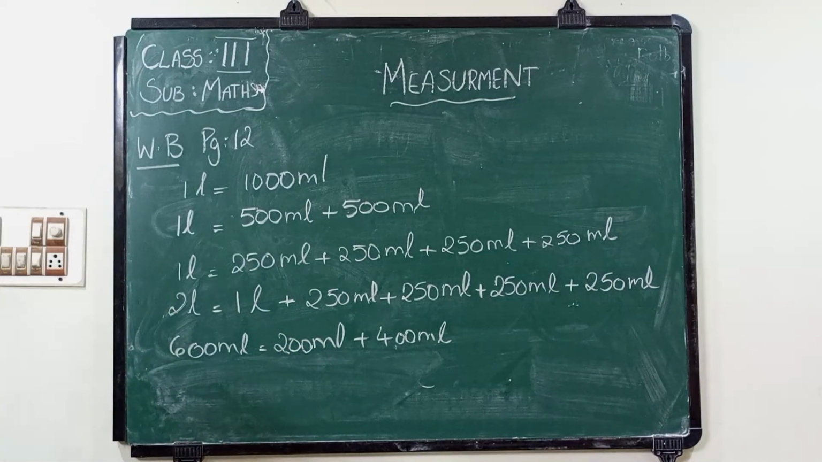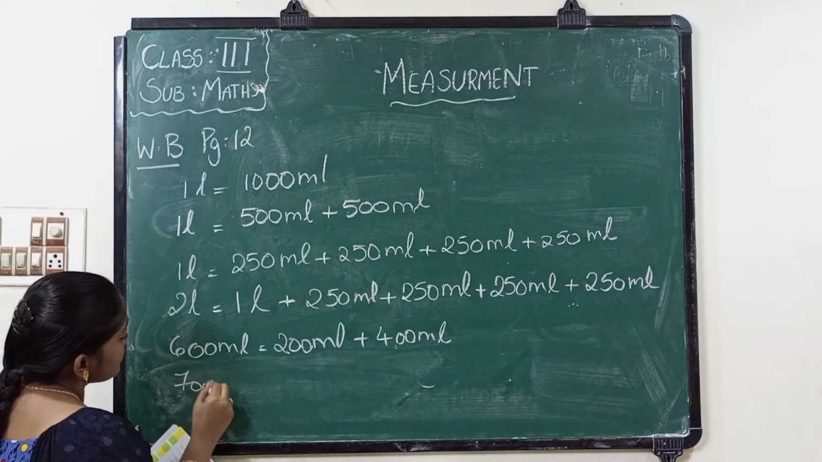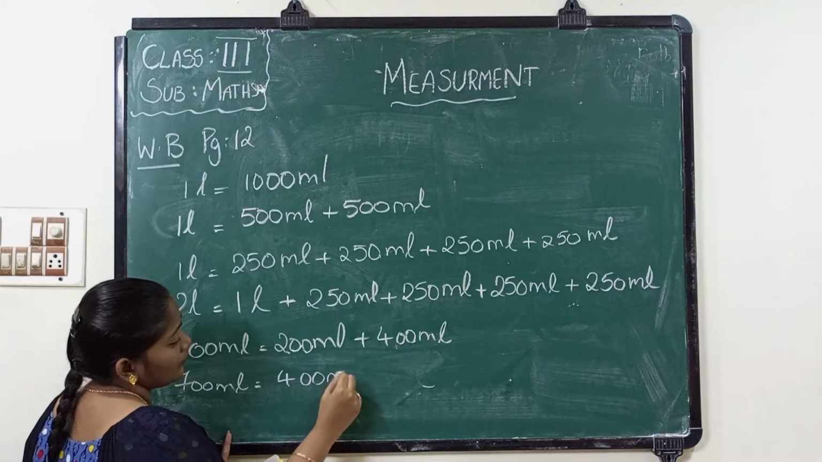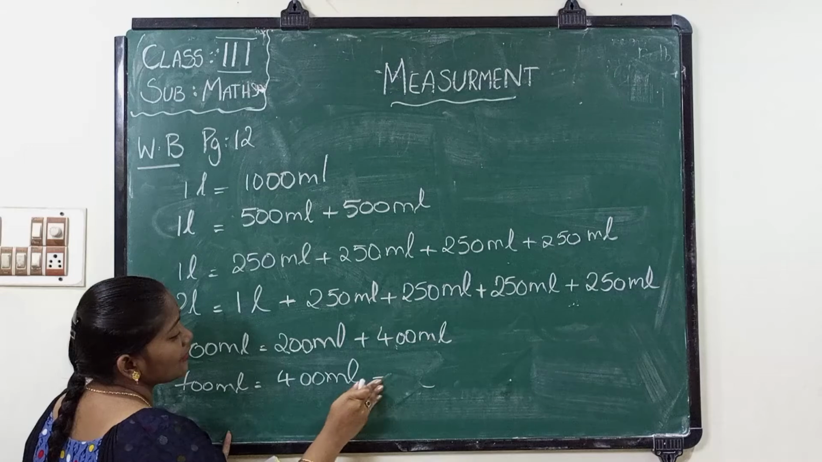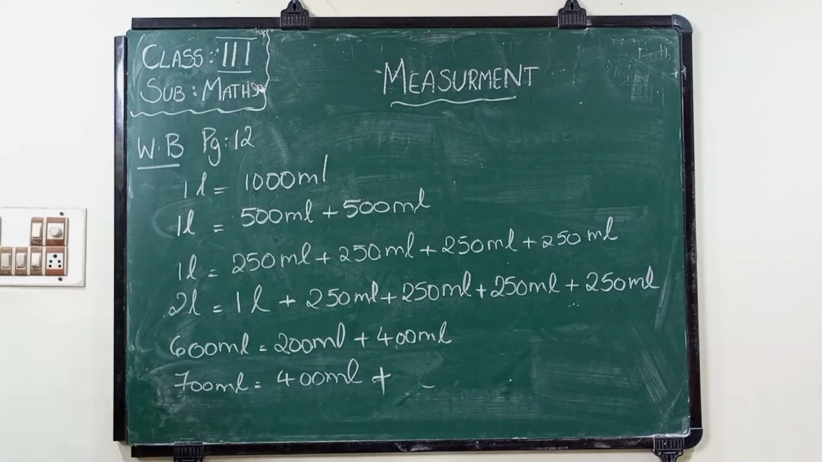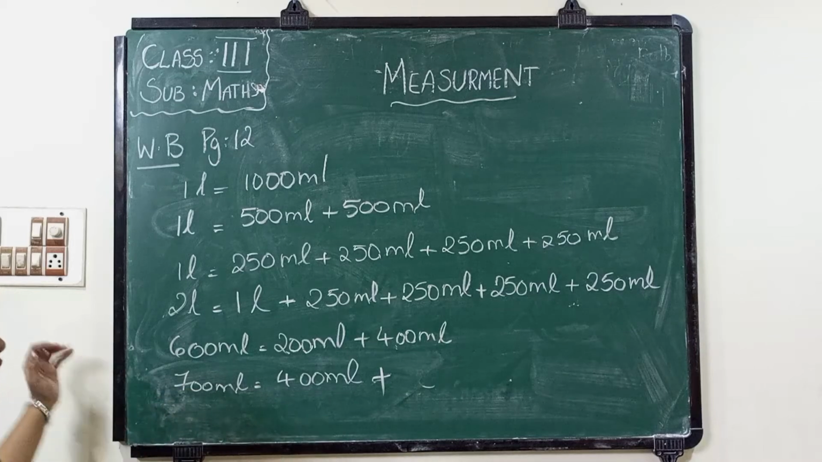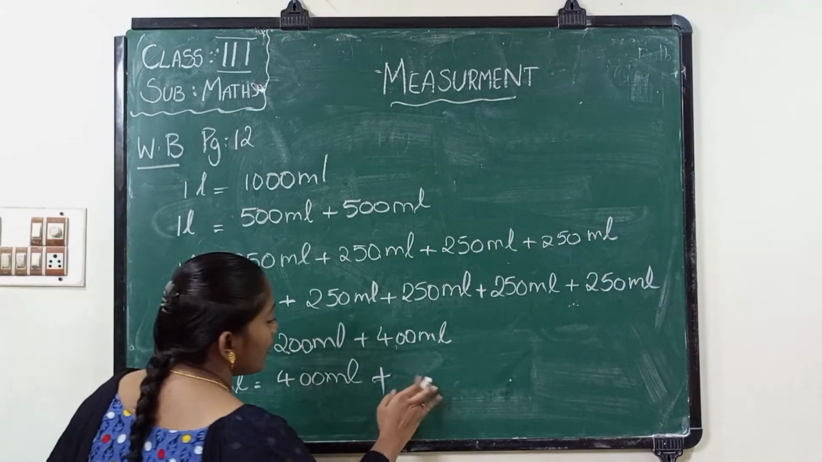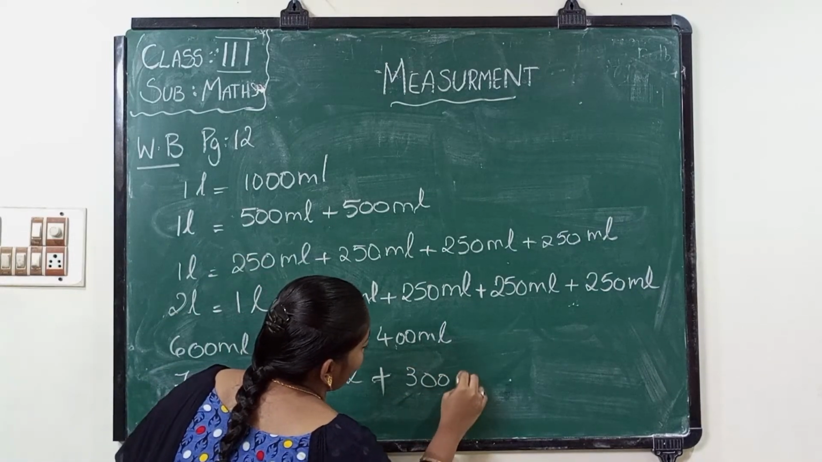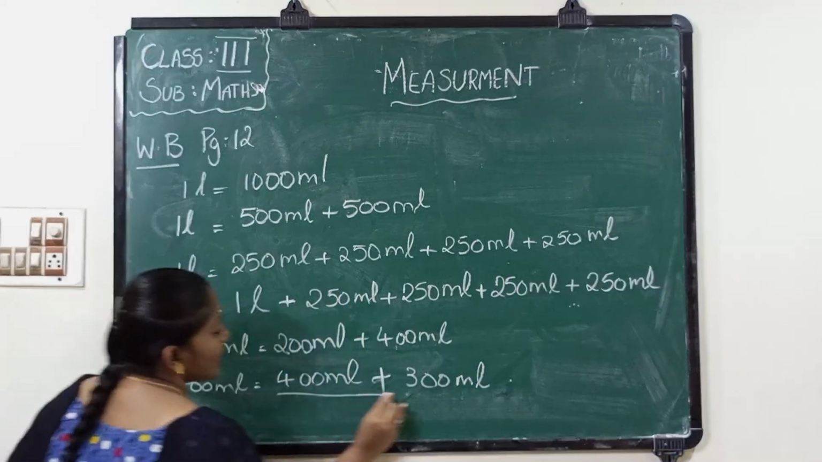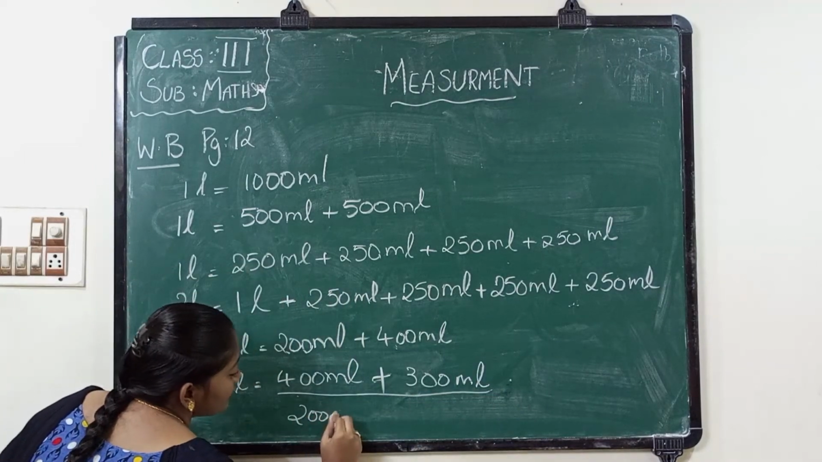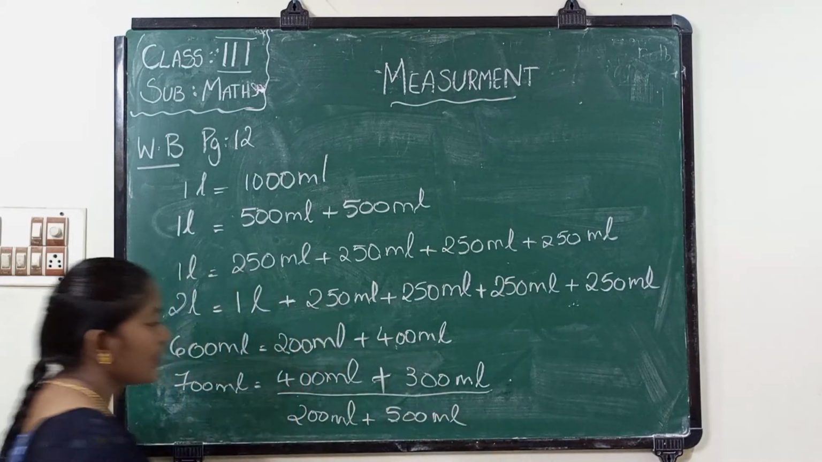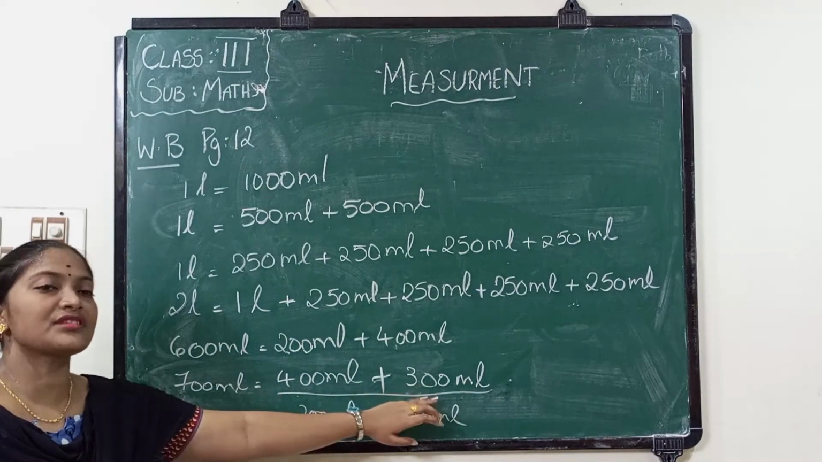Next one. 700 ml. First they gave 400 ml. What do I have to use here? 700 means they gave 400 ml. How much do I have to use for this to become 700 ml? I have to use 300 ml. If they didn't give anything, we can write it as 200 ml plus 500 ml. They gave 400 ml, so I have to use 300 ml here.